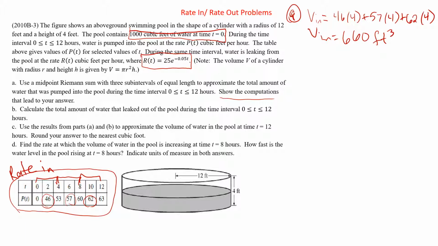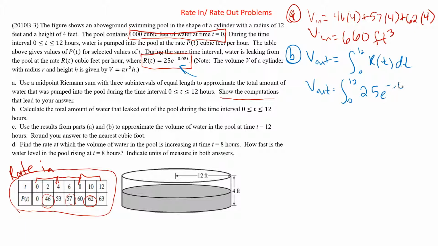For part B, it tells us to calculate the total amount of water that leaked out of the pool during the time interval 0 to 12. So the volume out is going to be the antiderivative from 0 to 12 of r of t dt. We have to use the leaking out one. So volume out will be the antiderivative from 0 to 12 of 25 e to the negative 0.05 t dt.